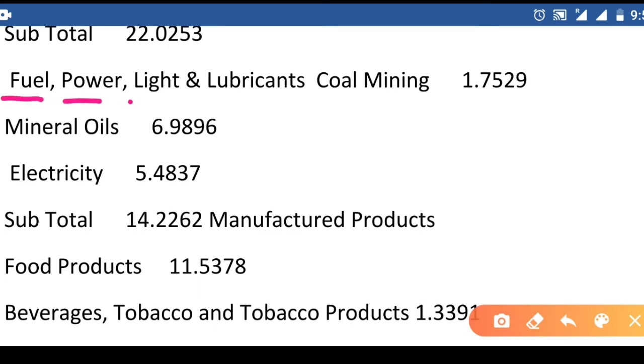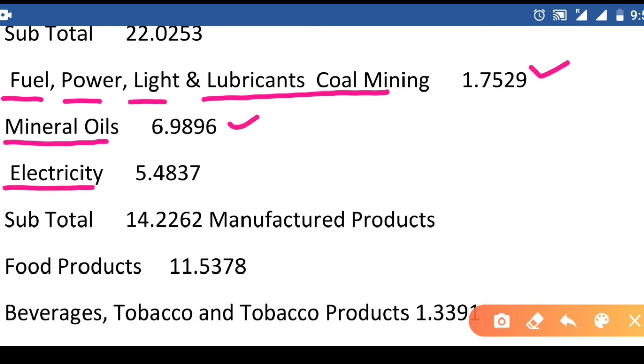Fuel, power, light and lubricants: coal mining, weightage 1.7529. Mineral oils, weightage 6.9896. Electricity, weightage 5.4837. The subtotal of these three items equals 14.2262.